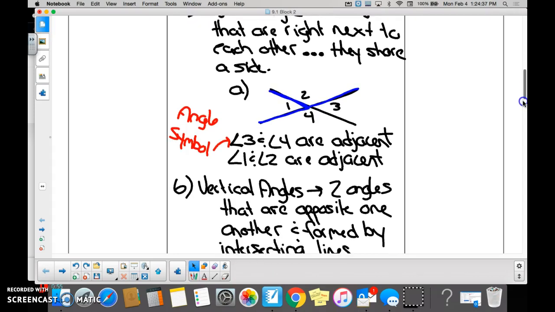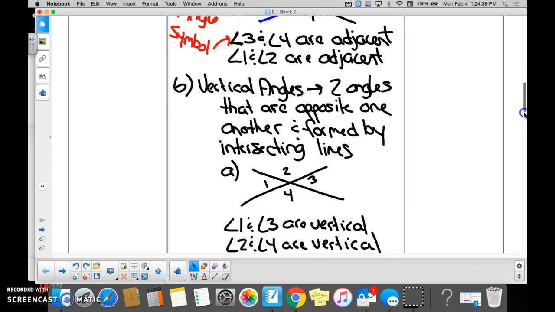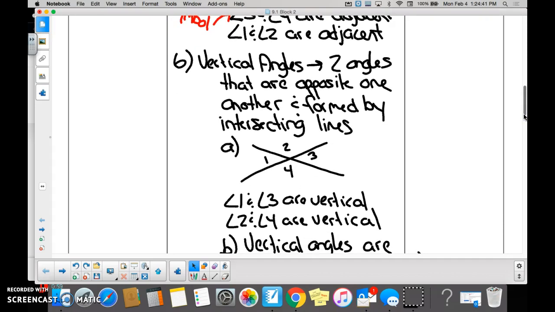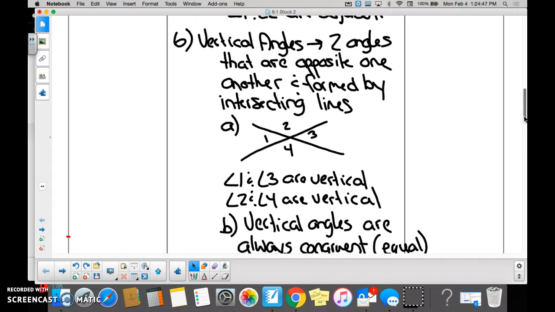Cool. Vertical angles. The most important thing about vertical angles is that they are, one word, equal. Well, they're opposite, but they're equal, they're congruent. Vertical angles are formed by two intersecting lines. Angle 1 is opposite angle 3, yes or no? Yes. They open in opposite directions.